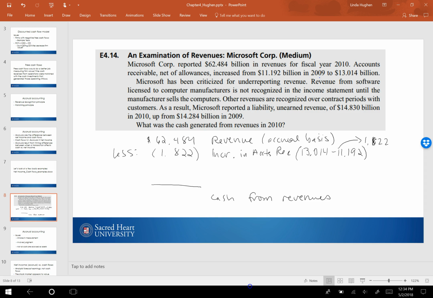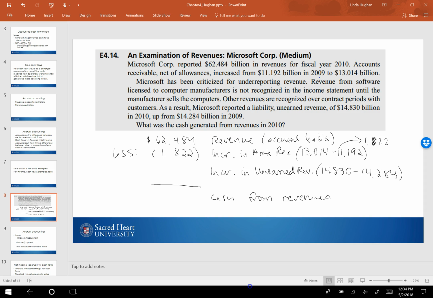So this 1.822 was included in this revenue on an accrual basis, but shouldn't be when we get to cash from revenues. We also have an increase in unearned revenue. And we have to think about whether we're going to need to add that or subtract that. So unearned revenue went from 14,284. Oops, let me start with a bigger number here. Went from 14,284 to 14,830.